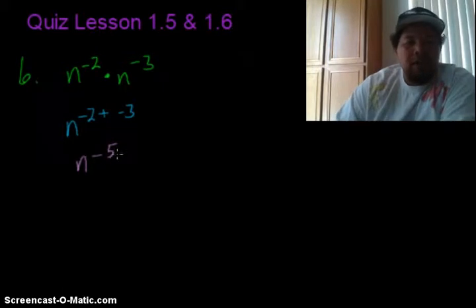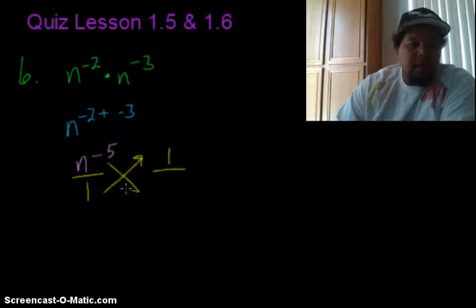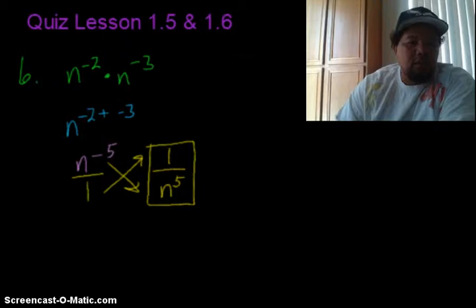So after simplifying, now we're going to use the negative exponent rule since they want us to express it as a positive. I'm going to put a 1 underneath here to remind me that when I take the reciprocal, the 1 goes on the top and the n goes to the denominator, changing that negative 5 to a positive 5. So this is our answer.